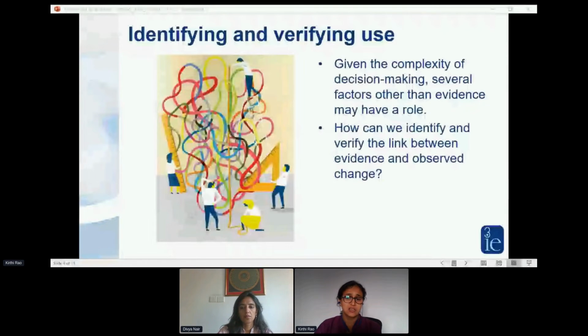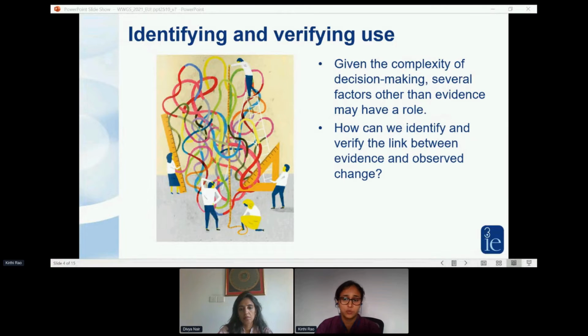While this is the case, major policy and programming changes usually take much longer than the lifespan of research projects. And the evidence contributes to, rather than being the sole factor driving or even influencing, observed changes. So given this complexity, two questions arise. First, how do we identify cases where evidence may have contributed to change? And the second is, how can we confirm or verify that evidence informing discussions or decisions actually happened?